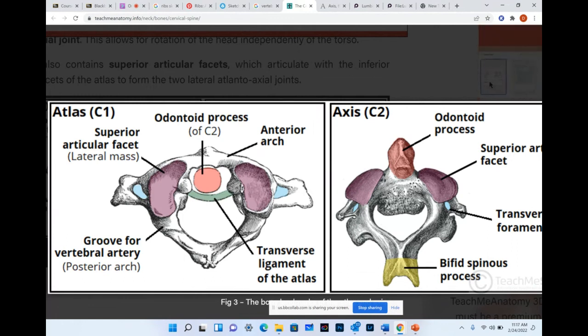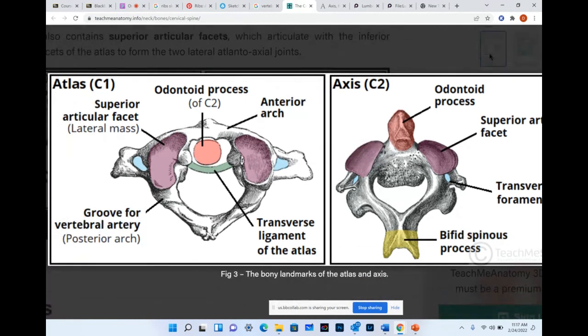This is your axis. Axis does have a spinous process. You can see right here. And anteriorly, it has the odontoid process right here. What you are looking at inside this red color is the odontoid process, top of it. And this is articulating with the facet for dens. Do you understand? So this is the odontoid process or the dens.